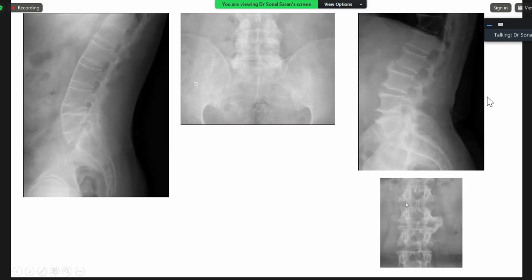Here is another case. It is not a case of AS, but I have kept this case to help you differentiate between osteophytes and syndesmophytes. You can see multiple large osteophytes here. This is a radiograph of an old patient, who presented with spondylodegenerative disease. Here we can see a claw osteophyte, which is bridging across the vertebral bodies and forming a false joint.